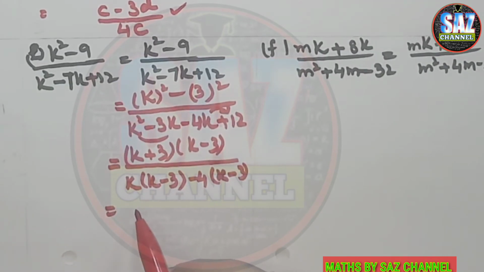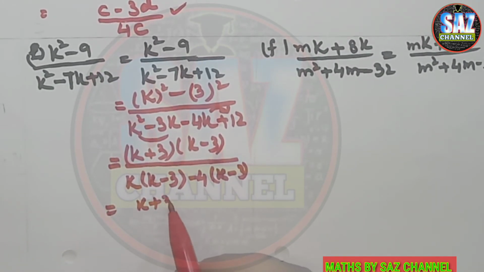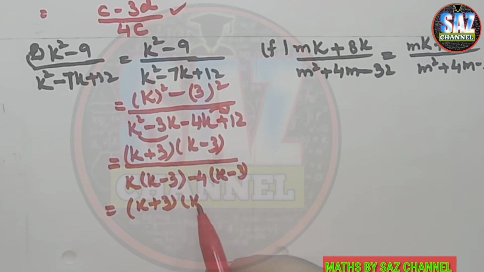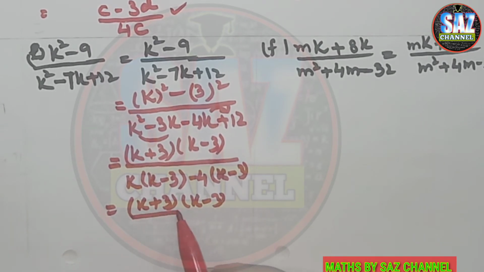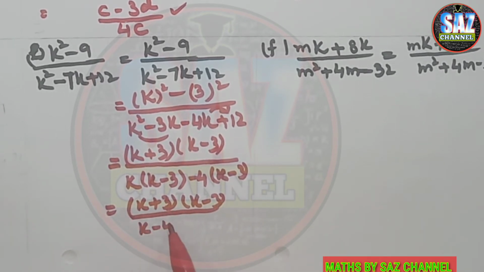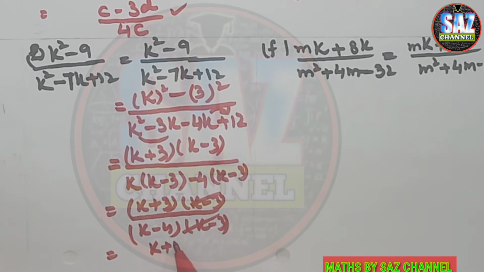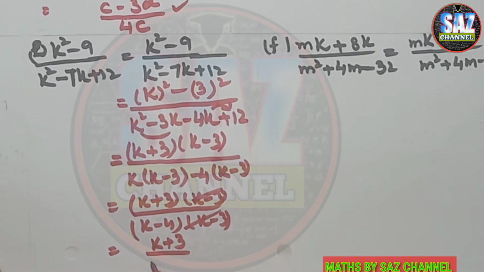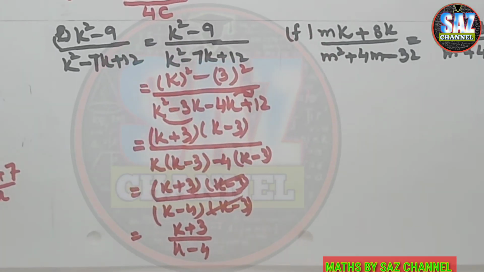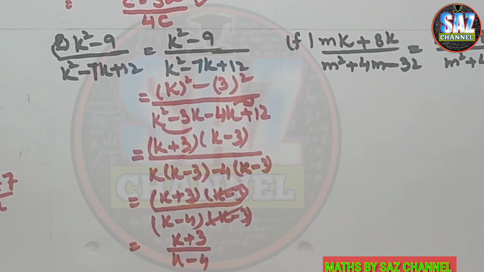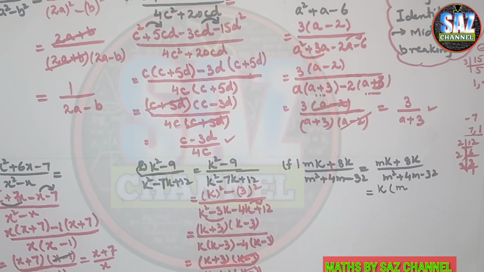and it will take the form k plus 3 into k minus 3 upon k minus 4 into k minus 3. Cancel k minus 3 with this k minus 3, and my answer will be k plus 3 upon k minus 4. I hope you are clear about this question. These questions are really easy. Let's move to the last part of the question.